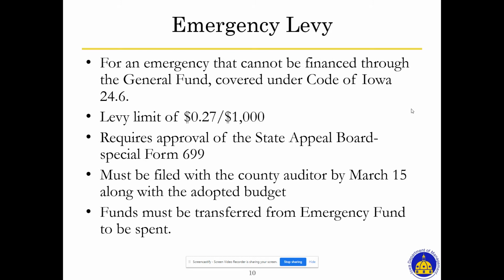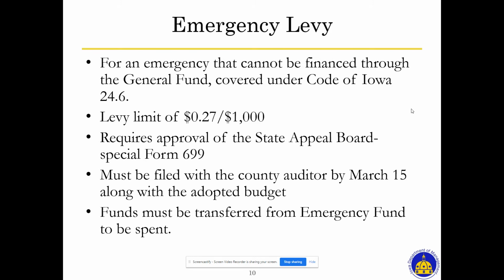The levy limit for an emergency levy is 27 cents, and it does require approval of the state appeal board via a special form. So this form is completed. The county hospital would include the emergency levy in their budget that they file by March 15th. And then the state appeal board would review their form submission, maybe ask them some questions, that sort of thing, to determine whether or not to approve the actual use of that emergency levy at the end of the day for that budget year.